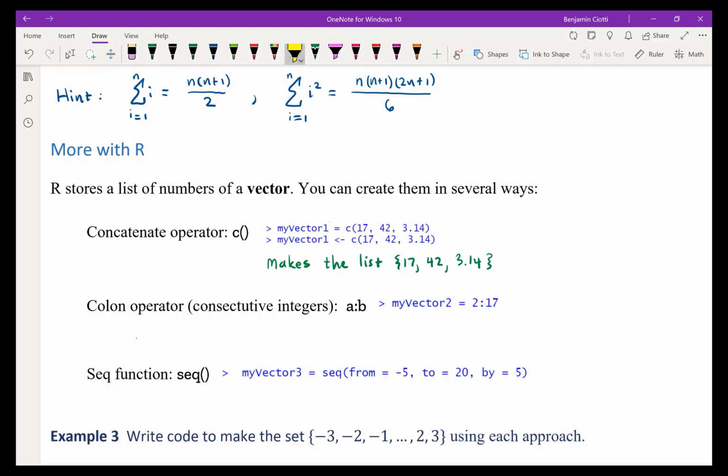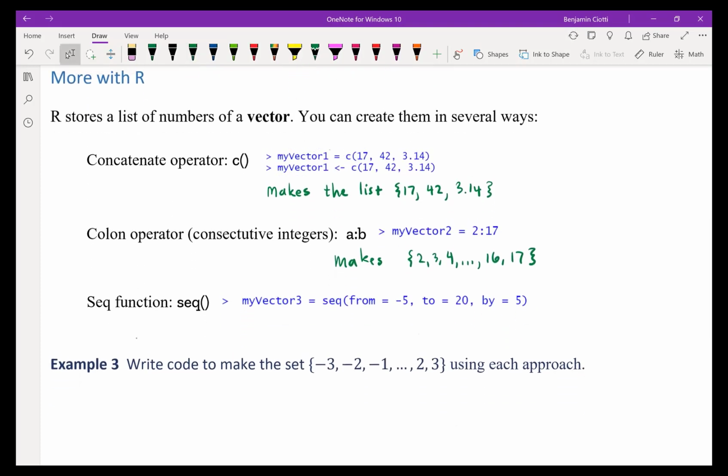Now, here's another way to create a list of numbers using the colon operator. This just creates a list of consecutive integers, starting at the first one and ending at the last one. So, for example, if I defined my vector 2 to be 2 colon 17, that's going to make a vector, or a list, of the numbers from 2 to 17. So it'll be 2, 3, 4, all the way up to 17. So that's handy.